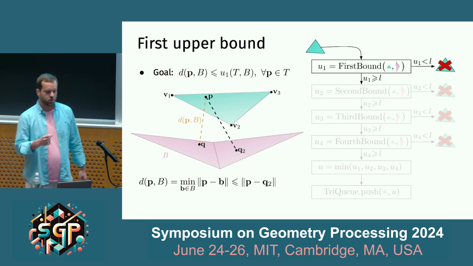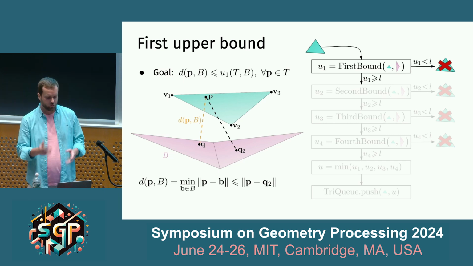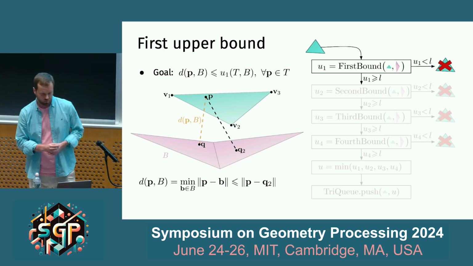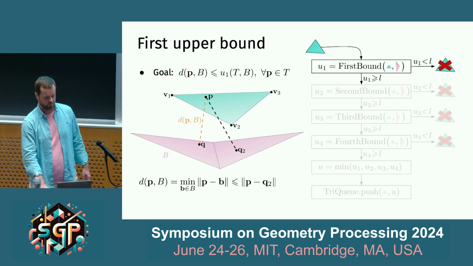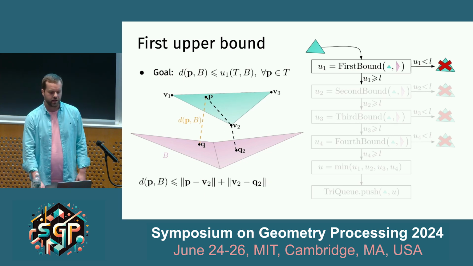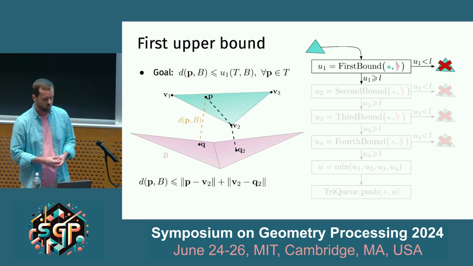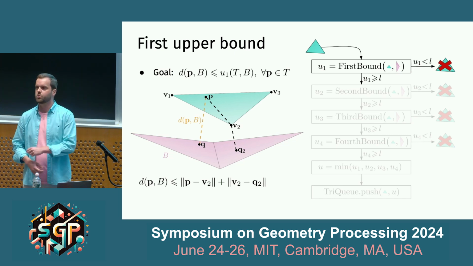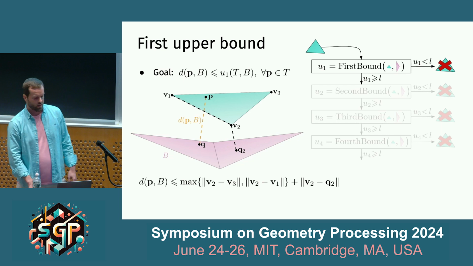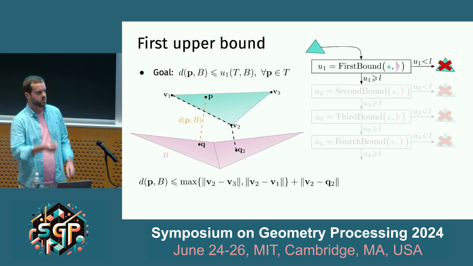The distance to any other point on B is greater or equal to D. Let Q2 be the point on B closest to the vertex V2. D is less or equal to the distance from P to Q2. By the triangle inequality, the distance from P to Q2 is less or equal than the sum of the distance from P to V2 and from V2 to Q2. And the distance from P to V2 is less or equal than the longest edge emanating from V2.